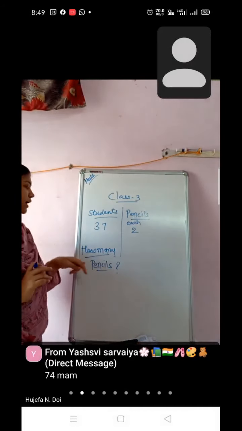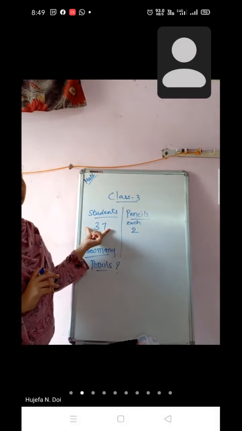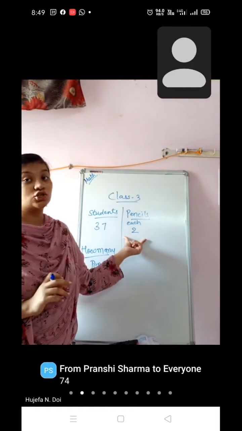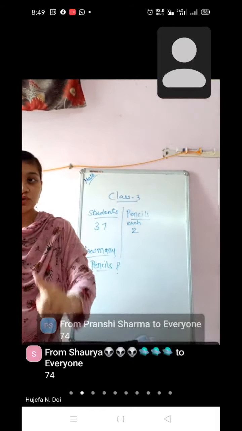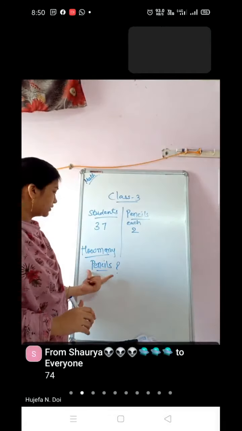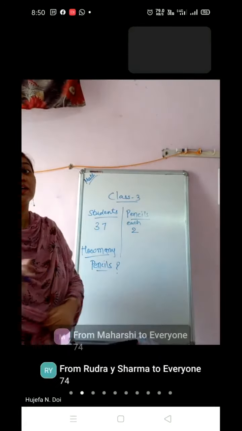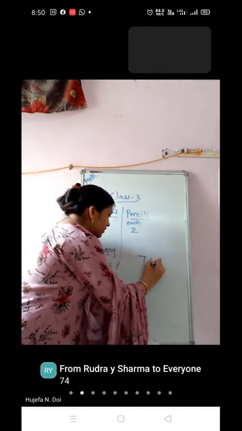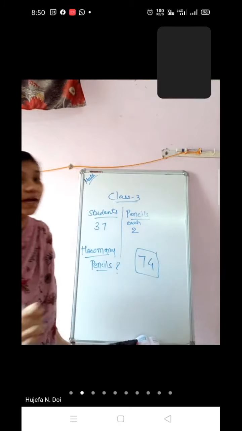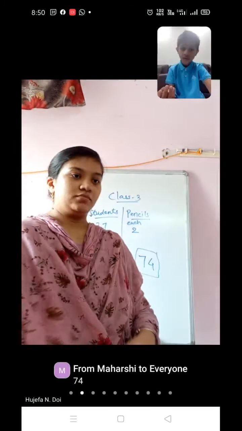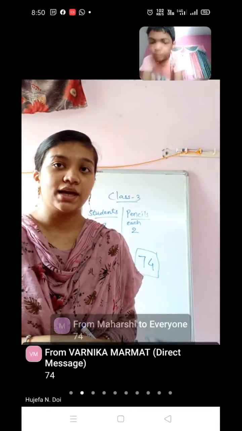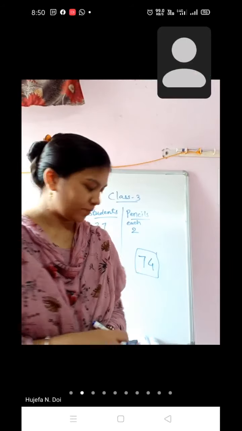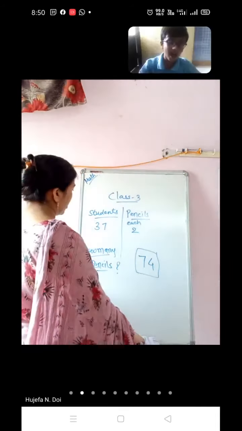Give me the answer. There are 37 students. I gave each student two pencils. Each student को मैंने two pencil दी. How many pencils are there now? Okay, answer is 74. Kaise aaya? Okay, now.